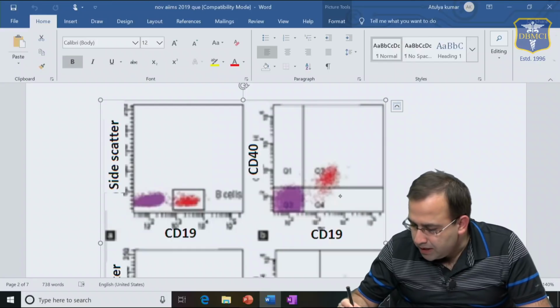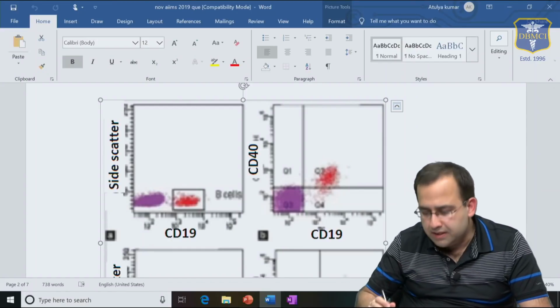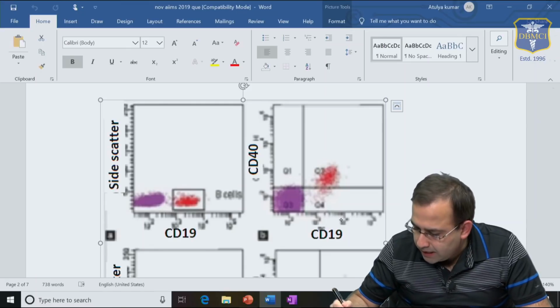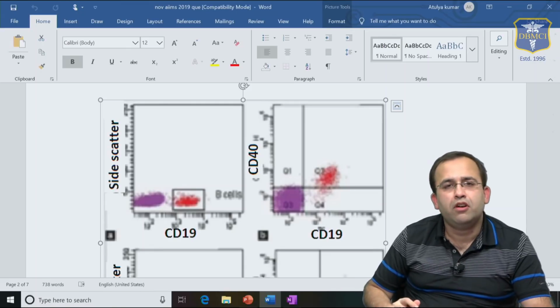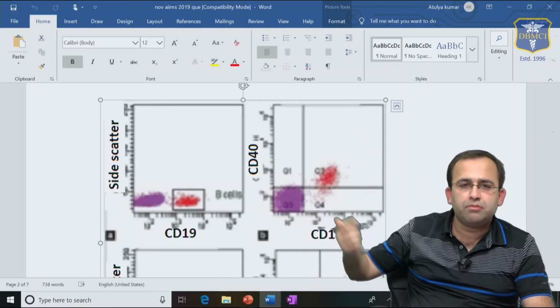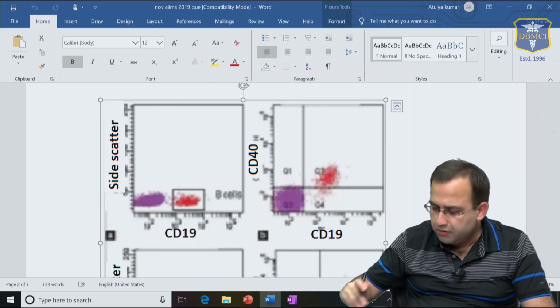The second image showed the normal B cells; the first two sets of images were marked as normal. The normal B cells are 19 positive, 40 positive. All of you know how to read a flow cytometry chart. It is like a graph. Both the things are positive, 19 positive, 40 positive.